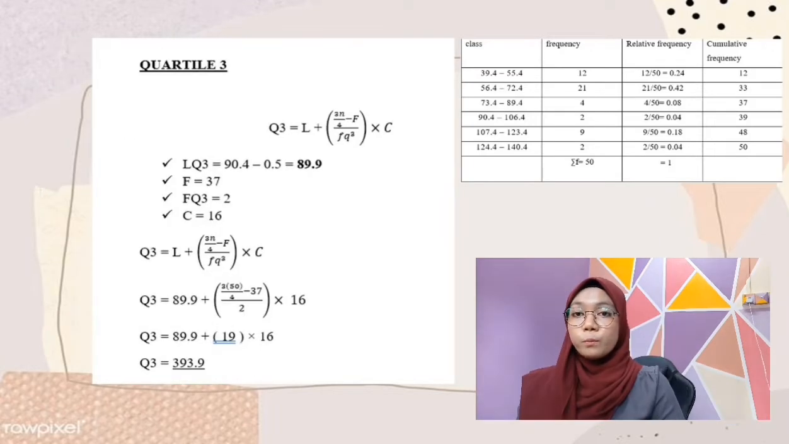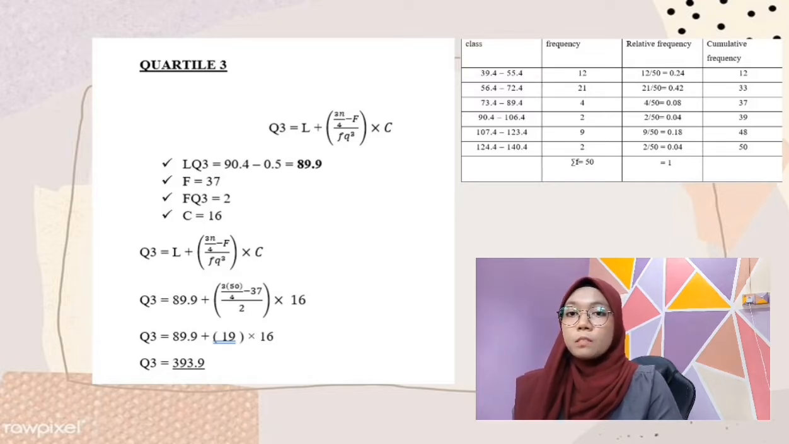246.78. The formula for quarter 3 is L plus (3N over 4 minus F) all over FQ3 times C. So LQ3 is 90.4 minus 0.5, we get 89.9. F is 37 and FQ3 is equal to, so the last is C equals 16. We calculate using the formula and get the answer for Q3 is 393.9.